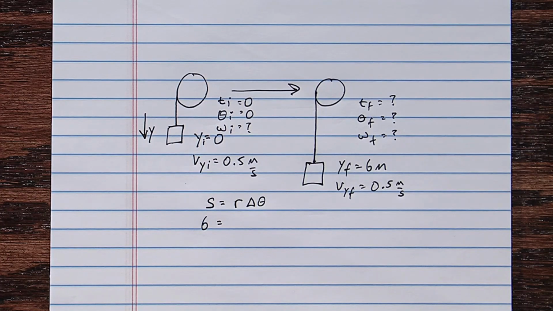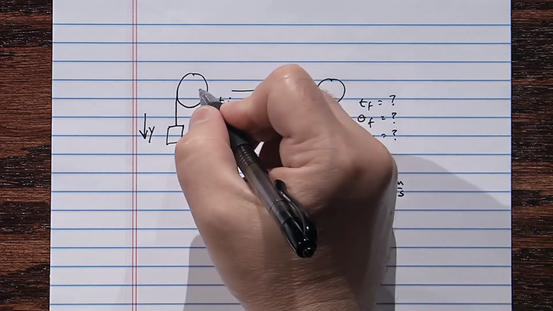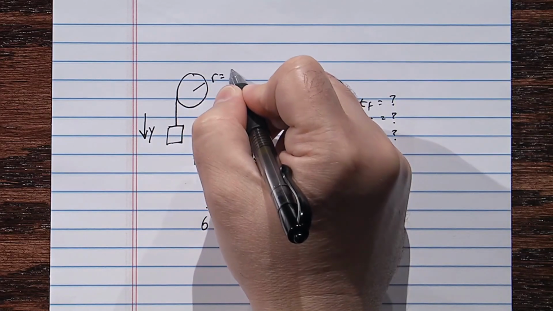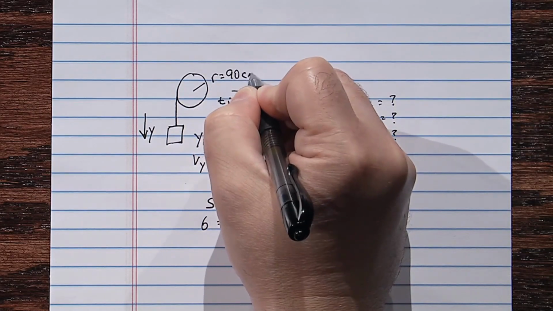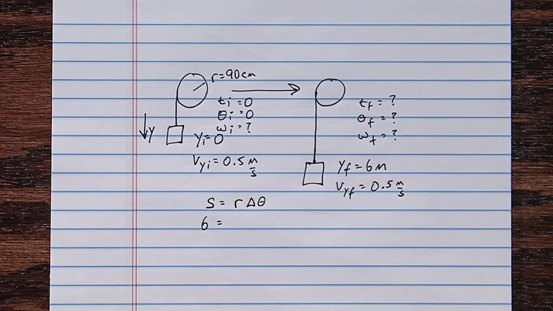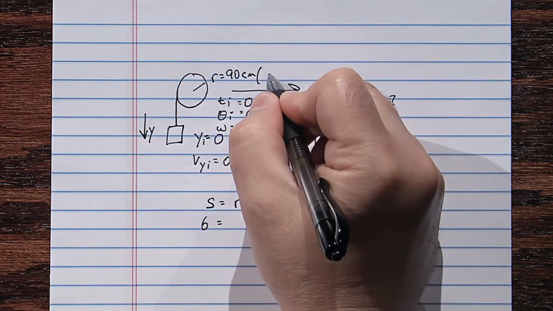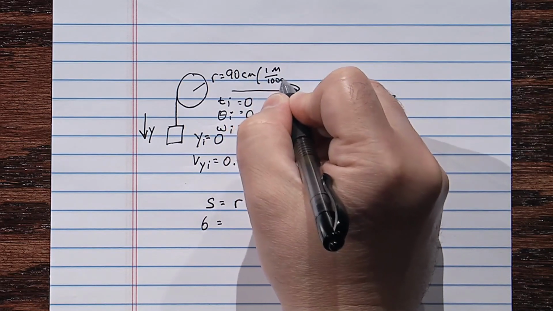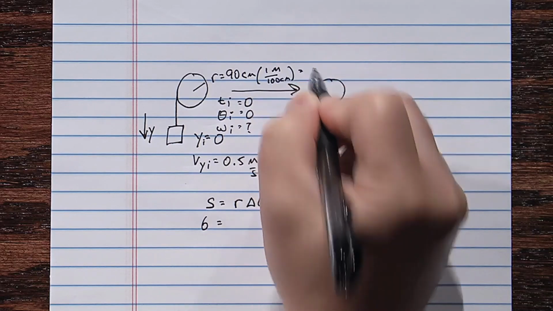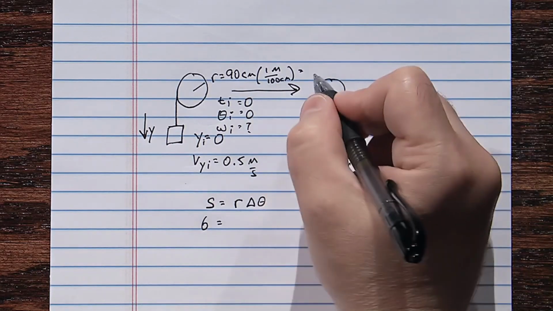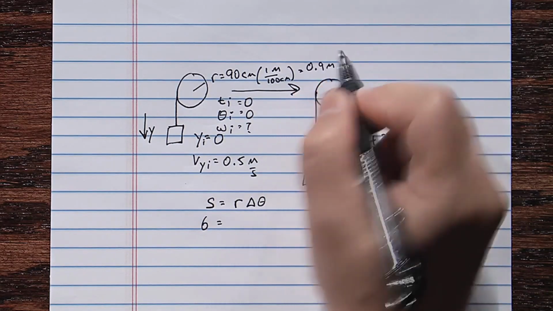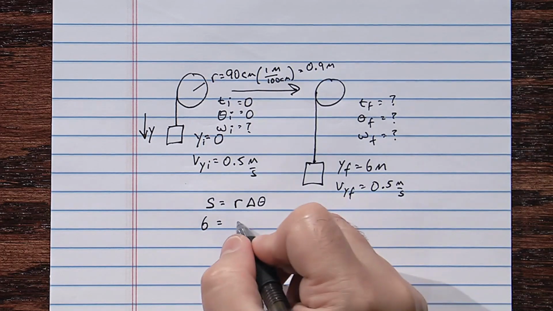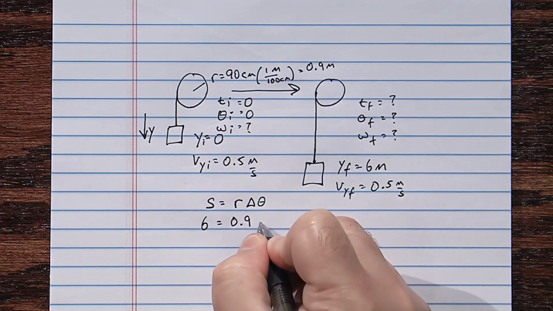Radius, we're told, I forgot to put that in, the radius of the drum is equal to 90 centimeters, which we have to convert to our basic metric units of meters. 1 meter is the same as 100 centimeters. So that makes 90 over 100 or 0.9 meters. So we know radius as well. We were given that. Radius is 0.9.